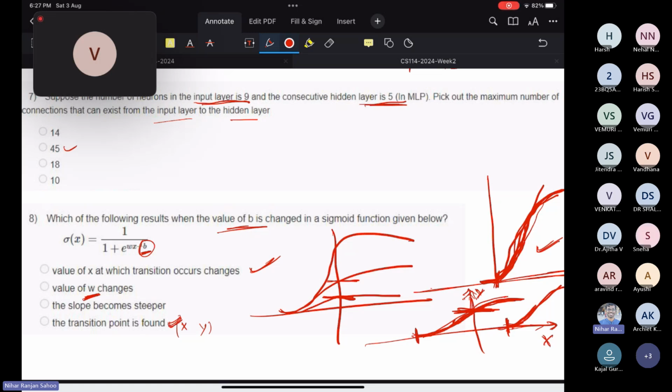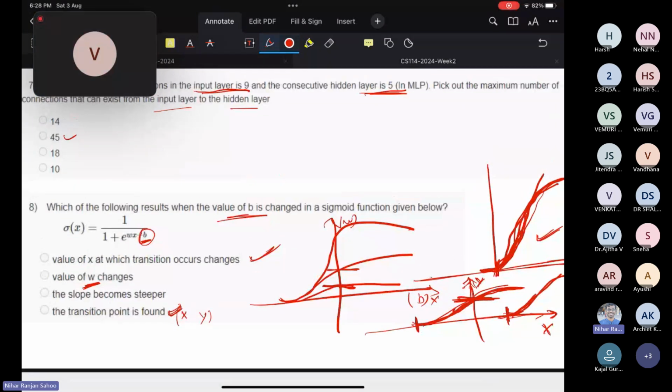It helps us decide the transition, but on which axis? W helps us decide the transition on the y-axis. B helps us decide the transition on the x-axis. Okay, right? Thank you.